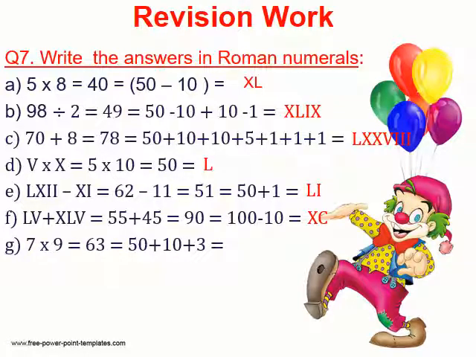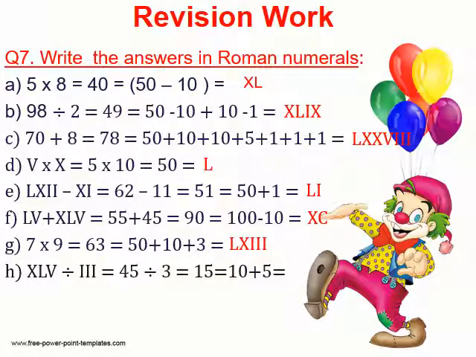G. 7 multiplied by 9. So 7 multiplied by 9 is equal to 63, and we can write 63 as 50 plus 10 plus 3. So the Roman numeral having the value 50 is L. The Roman numeral having the value 10 is X. And for writing 3, we are going to write I 3 times, and the value of I is 1. So the Roman numeral for 7 multiplied by 9 is LXIII.